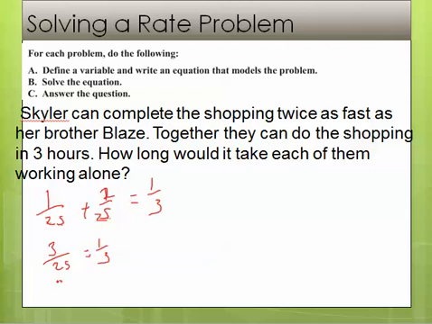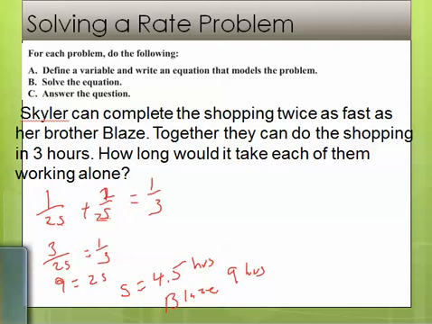That means 9 is equal to 2s, that means s is equal to 4.5. That means Skylar shops in 4.5 hours. And that means Blaze shops in 9 hours. Do you see how I got that?